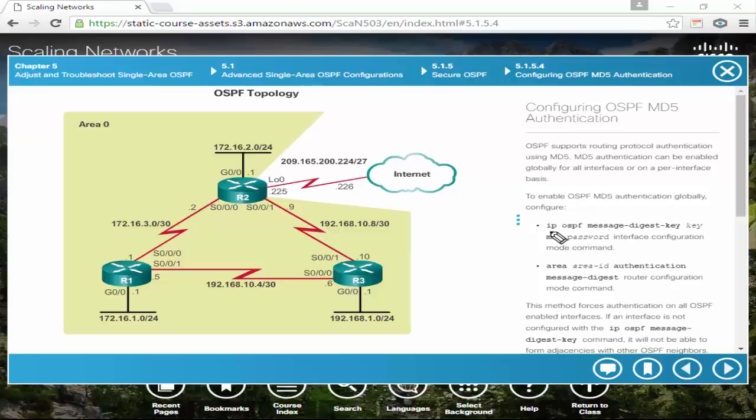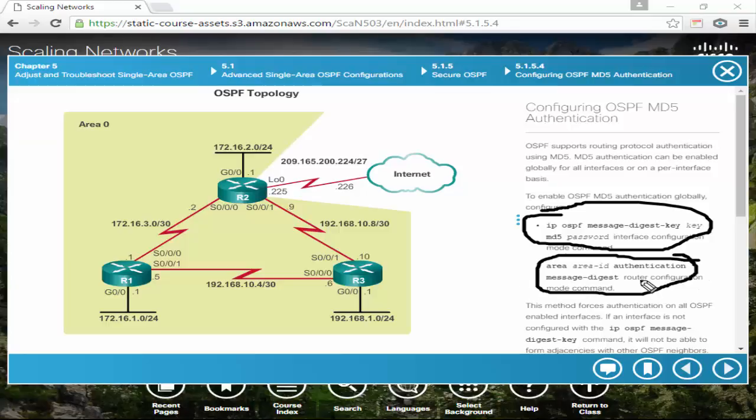So how we do it is first we build an ip ospf message-digest-key, and I usually say OSPF MD5. I just call the key OSPF. And then the password you're going to use. So this sets this secret key that they're talking about, so that needs to be the same on all your devices that are doing this. And then you're telling the area to use the authentication with message digest.